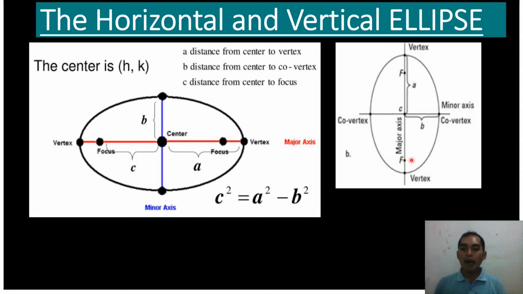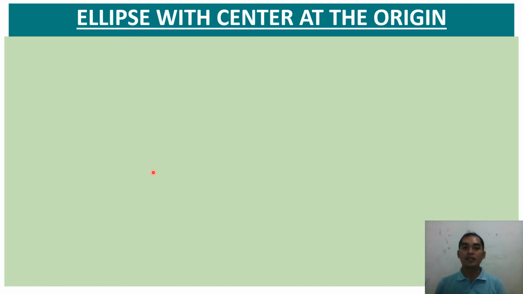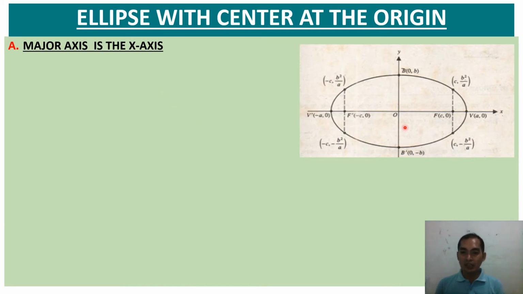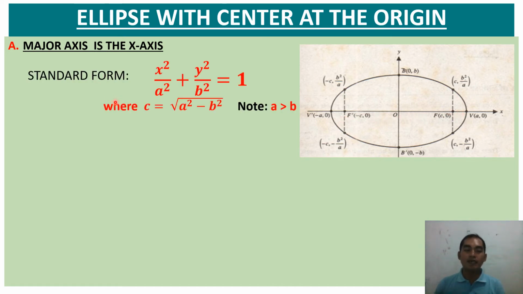Paano ninyo malalaman na ang illustration ay horizontal or vertical? So we have here ellipse with center at the origin. The first one is when the major axis is the x-axis. So ito yung illustration niya. So this is the x-axis wherein that's the major axis. This is the standard form when the major axis is the x-axis.